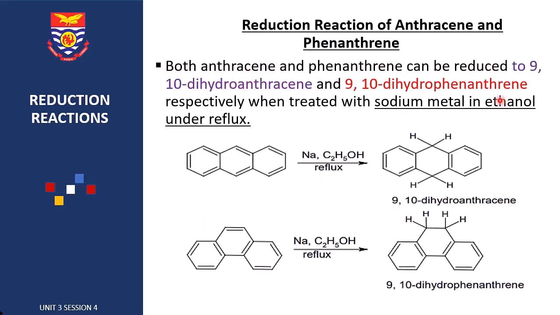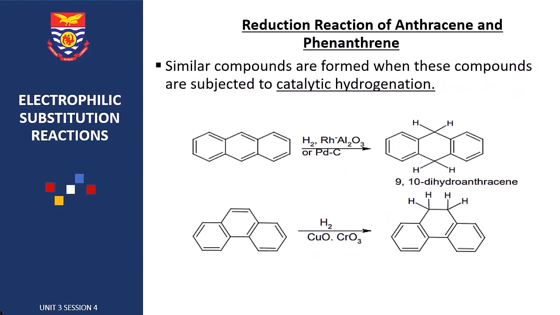The next one we'll be looking at is the reduction of anthracene and phenanthrene. Both anthracene and phenanthrene can be reduced to 9,10-dihydroanthracene and 9,10-dihydrophenanthrene, respectively. When this is treated with sodium metal in methanol under reflux, we can produce our 9,10-dihydroanthracene or our 9,10-dihydrophenanthrene.